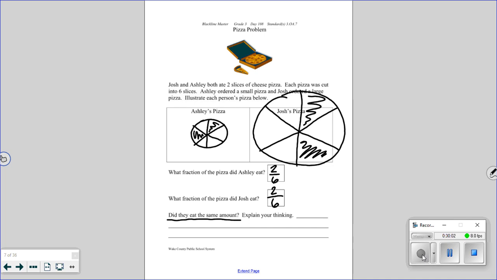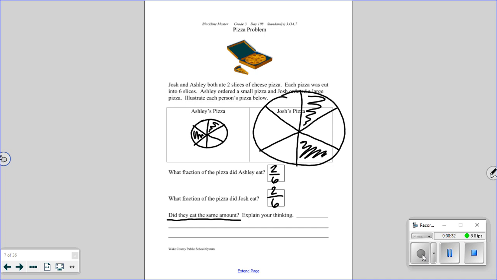I don't know. Did they eat the same amount? Paxton, what do you think? Why? Because Ashley got a small pizza, so the pizza was small, and Josh got a large pizza, and they're bigger than the box.